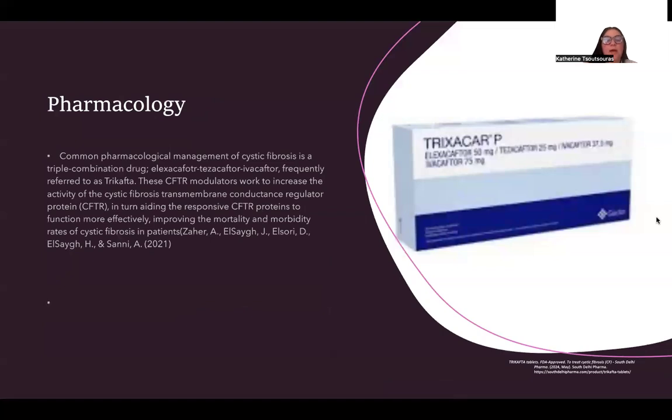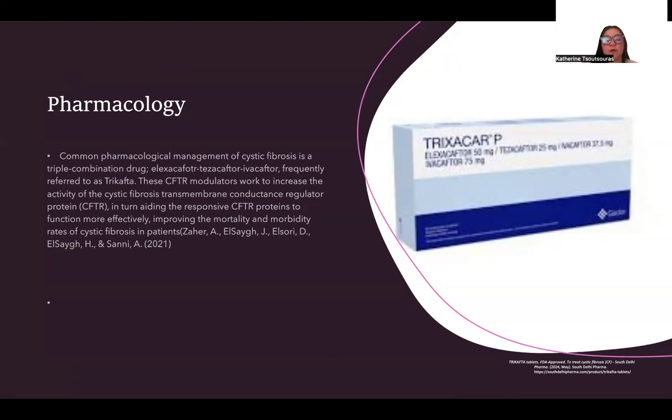Pharmacology. A common pharmacological management of cystic fibrosis is a triple combination drug, elexacaftor, tezacaftor, ivacaftor, frequently referred to as trikafta. These CFTR modulators work to increase cystic fibrosis transmembrane conductance regulator proteins, in turn, aiding the responsiveness of CFTR proteins to function more effectively, improving the mortality and morbidity rates of cystic fibrosis in patients.